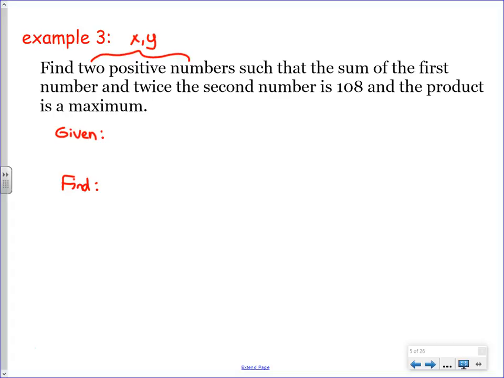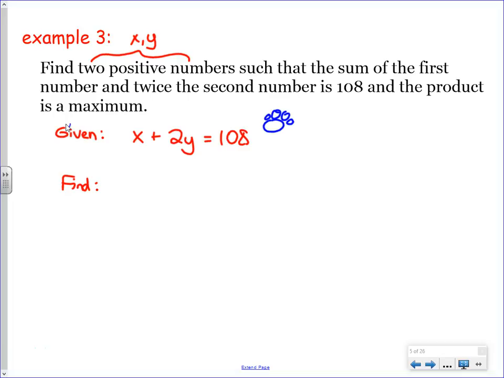The sum of the first number. Good. And actually, technically, this is kind of our restriction. Remember the cost, how that restricted us? This is going to restrict us too. That's our secondary equation. That's our clue that we might have to come back to.